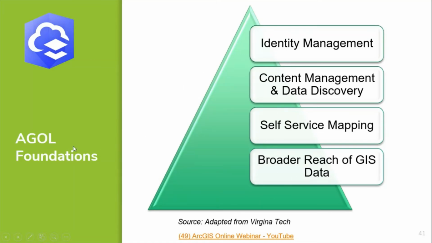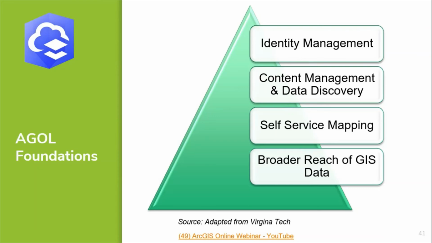pointed out that there are 4 primary foundations where the ArcGIS Online platform is concerned. It's built on identity management: you have to have a user account, you have to be a named user. Content management and discovery is facilitated easily, promoted by the fact that whatever you're creating or authoring must have tags assigned to it, and the tags help you find whatever content you've created.